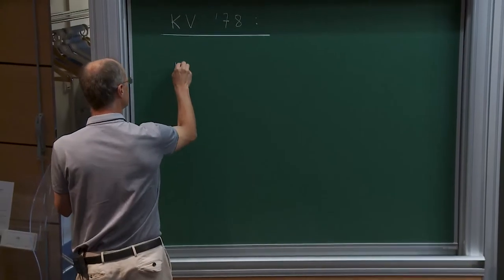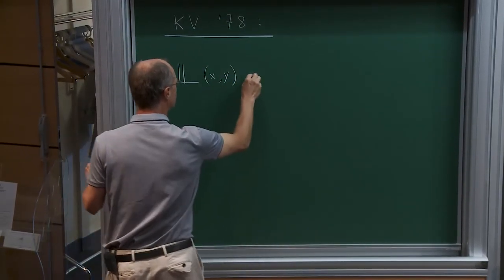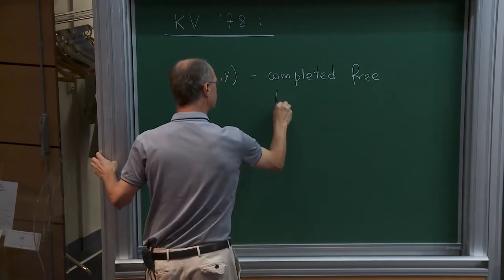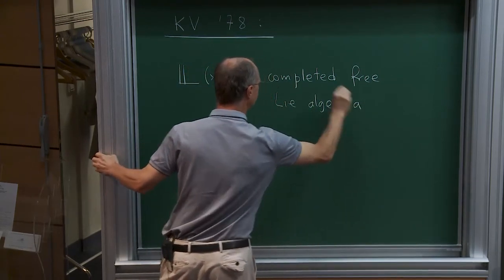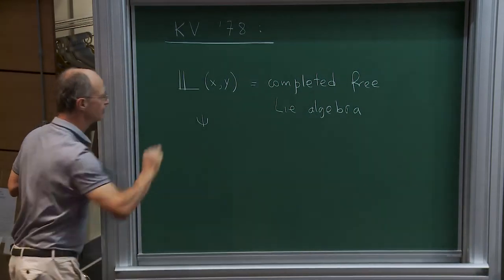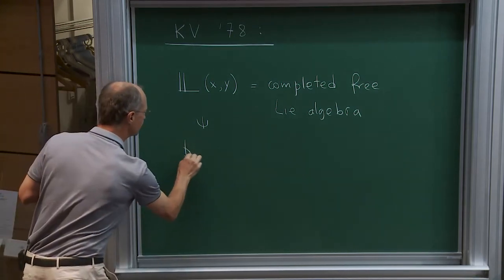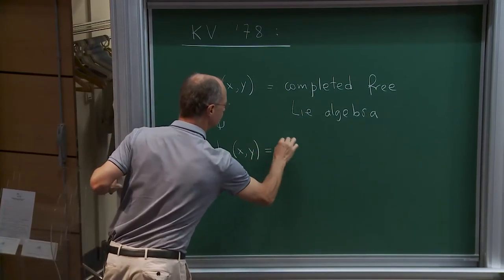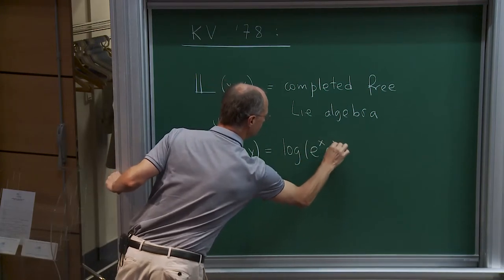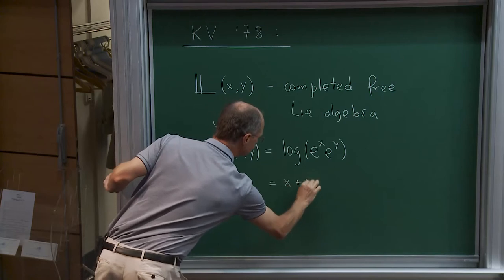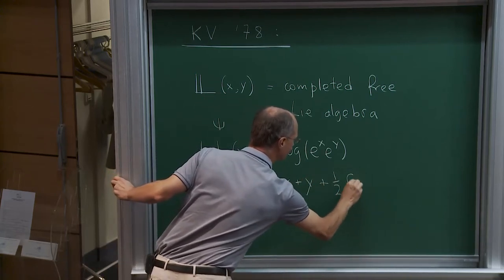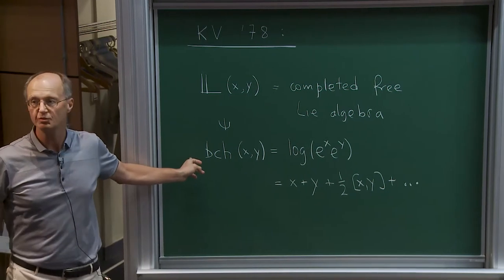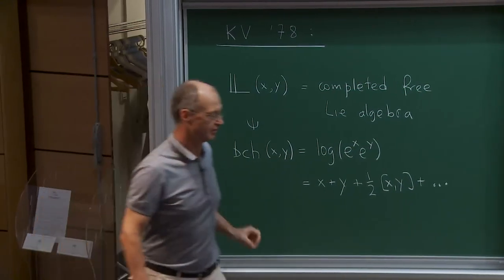And the idea is as follows. We're looking at the completed free Lie algebra with two generators. And we know that this Lie algebra contains an exceptional element called the Baker-Campbell-Hausdorff series. So we can write it as log(e^x e^y). And this is famously equal to x plus y plus 1/2 commutator [x,y] plus multi-commutators. And the Kashiwara-Vergne problem is about the properties of this element.